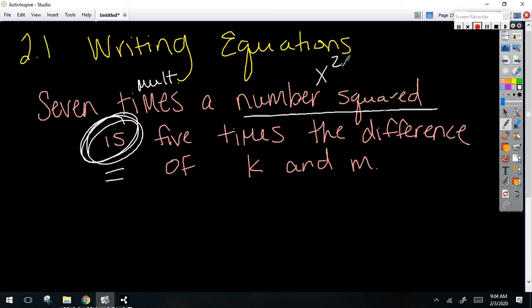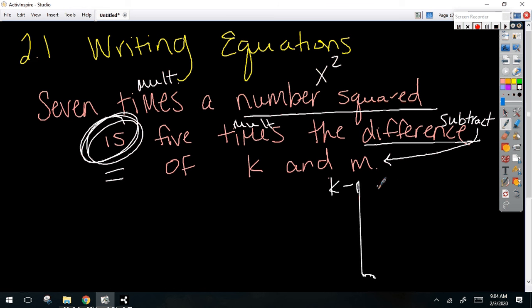5, that's obvious. Times, again, is multiply. What does difference mean? That's going to tell me to subtract. Okay, of K and M. So I'm going to subtract K and M. So K minus M, right? So let's put all this together. How might I say 7 times a number squared? 7x squared. Just putting them together like that is enough.